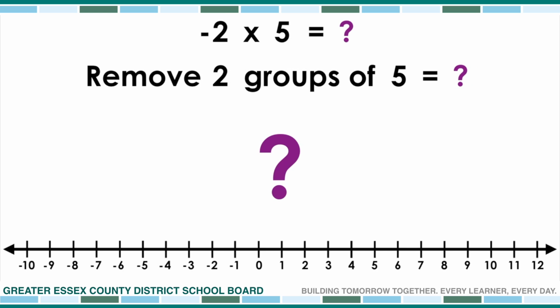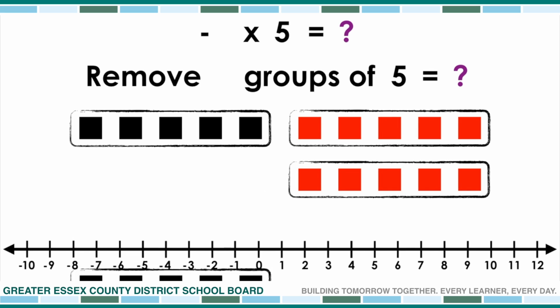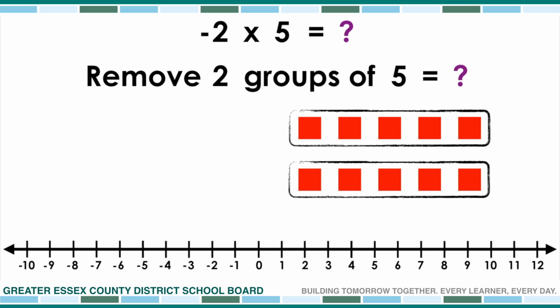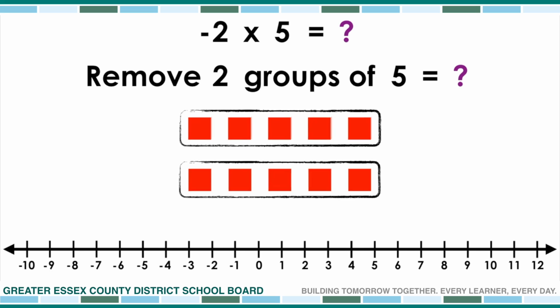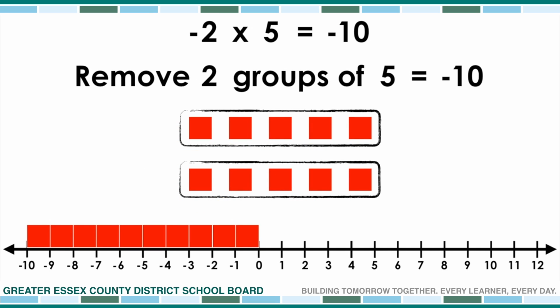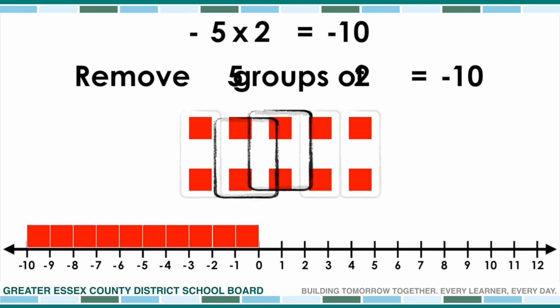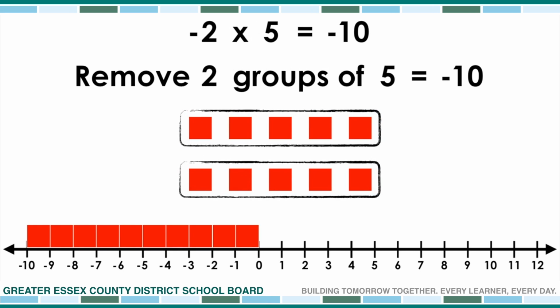So when we go to do that, I need to access the zero principle again, and I'm going to go ahead and remove 2 groups of 5. There's removing 1 group of 5. Now I've removed 2 groups of 5, and look at what we're left with. We're left with 2 groups of -5. Essentially what we've done is almost like we've forced the commutative property to work for us here through our interpretation. That's the same thing as removing 5 groups of 2. Removing 2 groups of 5 is the same as removing 5 groups of 2, and we're left with -10.